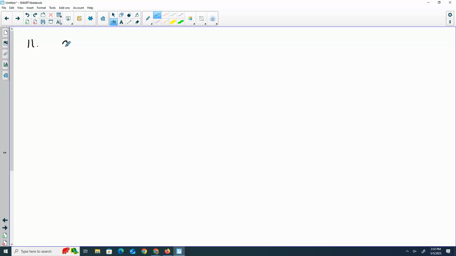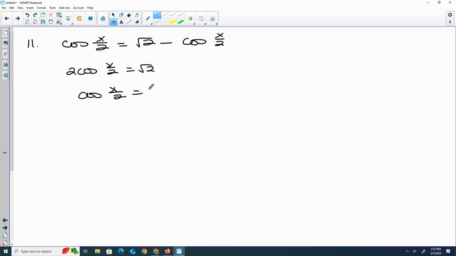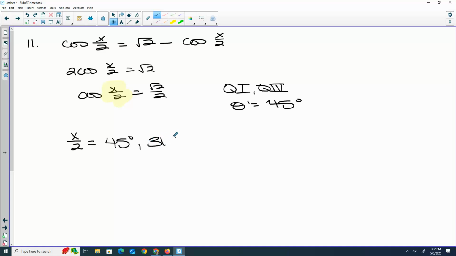Look at problem 11. My cosines on the same side, that's 2 cosine of x over 2. Divide by 2. Okay, quadrants. When is cosine positive? Reference angle. When is cosine radical 2 over 2? So my angle, x over 2, could equal, in quadrant 1, 45 degrees is 45. In quadrant 4, 360 minus 45 is 315.